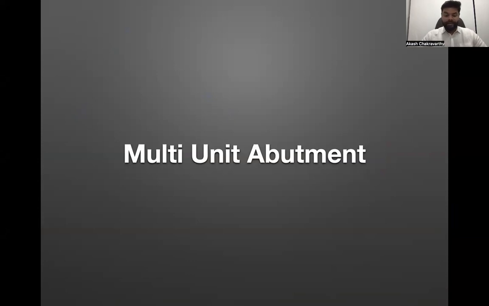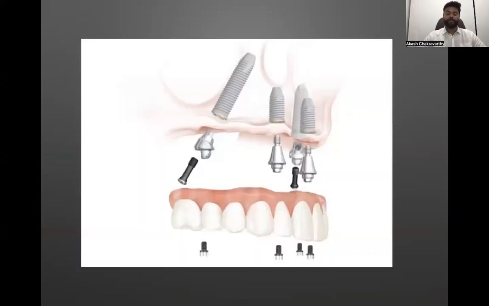Now, let's get into multi-unit abutments. Multi-unit abutments are really, really important if you want to tilt your implants. Multi-unit abutments are the ones which take a tilted implant, and when you look at the prosthetic aspect, it looks straight. Okay, it takes a tilted implant and makes it straight for easy prostheses and for the prosthetic axis.